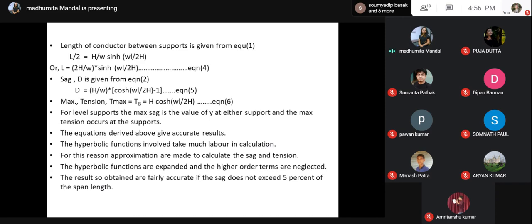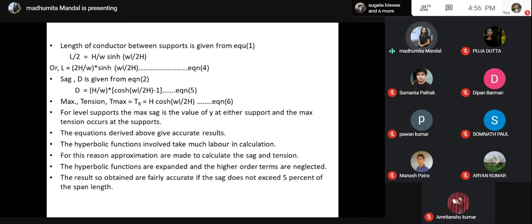Okay, the equation derived above gives accurate results. The hyperbolic functions involve much labor in calculation. So for this reason, approximations are made to calculate the sag and tension. The hyperbolic functions are expanded and the higher order terms are neglected. The results so obtained are fairly accurate if the sag does not exceed 5% of the span length.